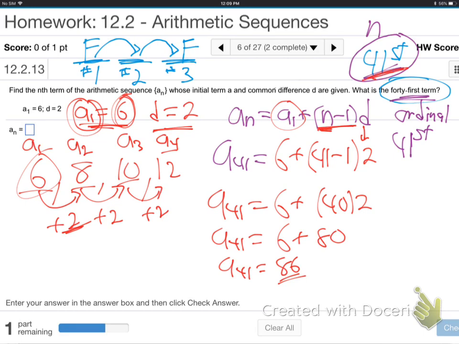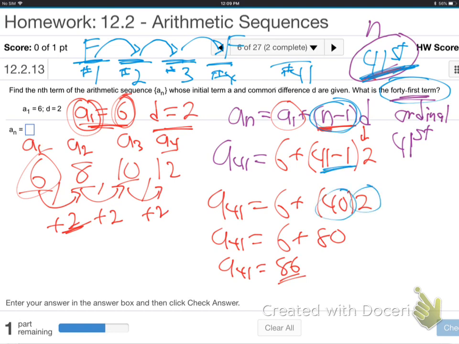How many jumps and what lily pad is he on? 2 jumps to get to lily pad 3. Notice the number of jumps is 1 less than where you end up, because you started at 1. If you want to get to lily pad number 4, how many jumps? 3 jumps get you to 4. So that's why there's n minus 1, because there's always 1 less jump than where you want to end up. If you want to end up in the 41st lily pad, 40 jumps. That's why we take away 1.